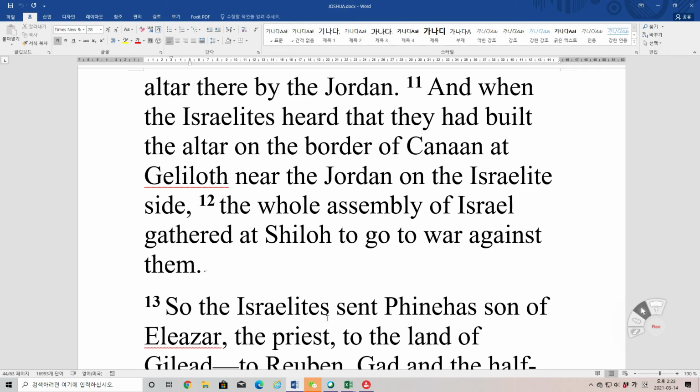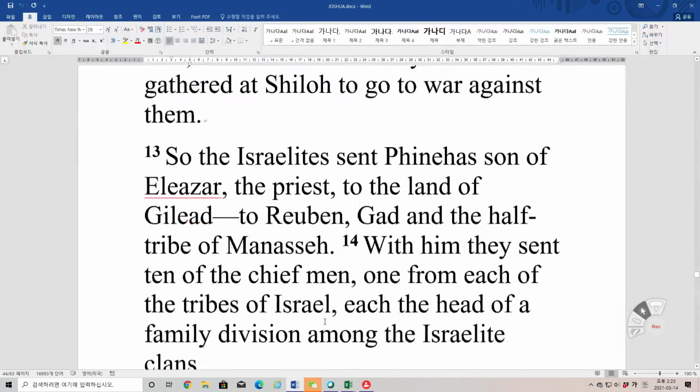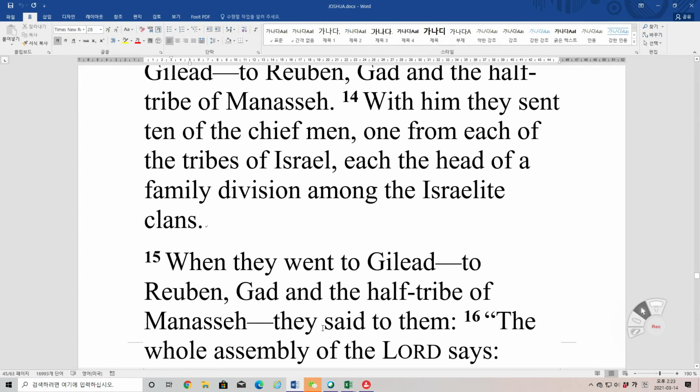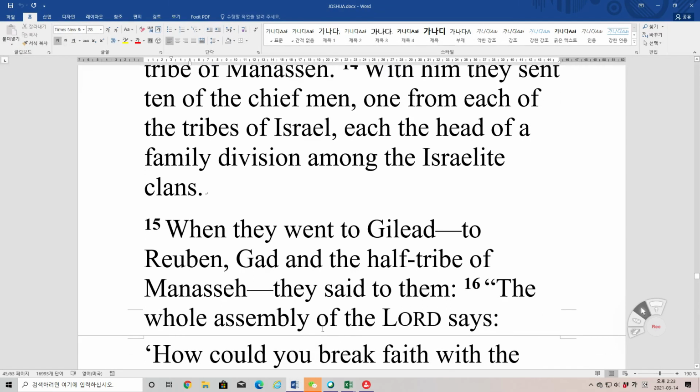The whole assembly of Israel gathered at Shiloh to go to war against them. So the Israelites sent Phinehas, son of Eleazar, the priest, to the land of Gilead, to Reuben, Gad, and the half-tribe of Manasseh. With them they sent 10 of the chief men, one from each of the tribes of Israel, each the head of a family division among the Israelite clans.